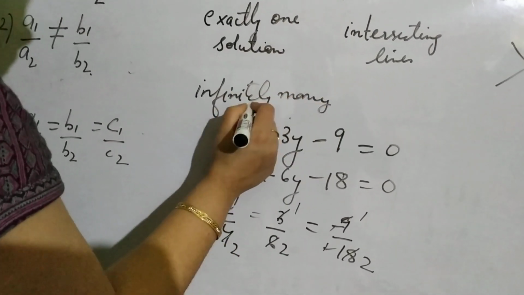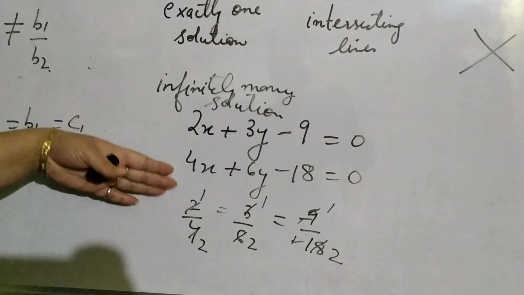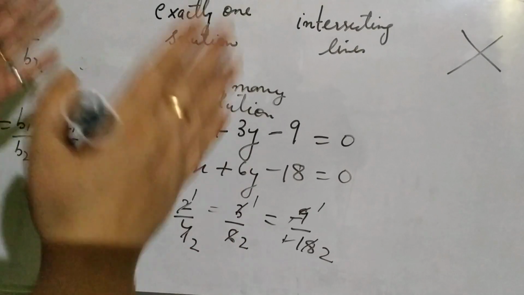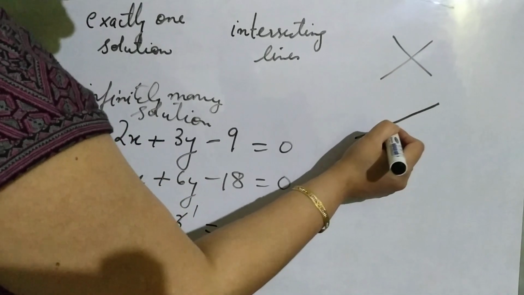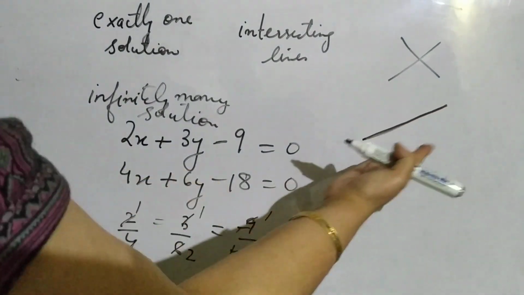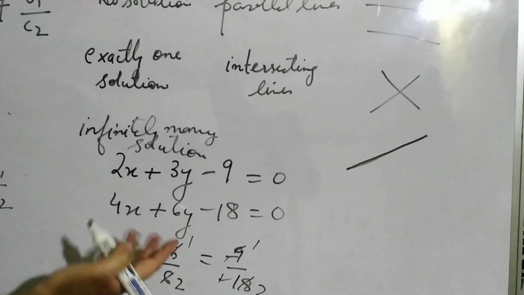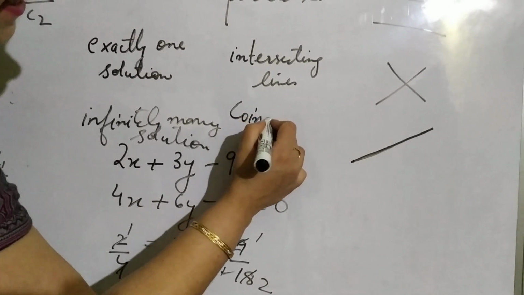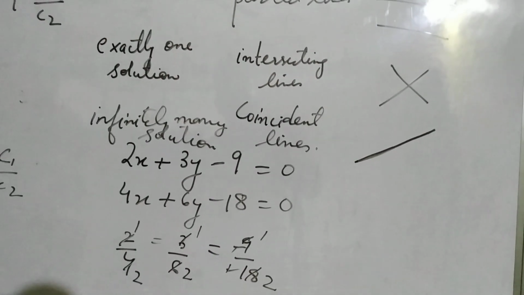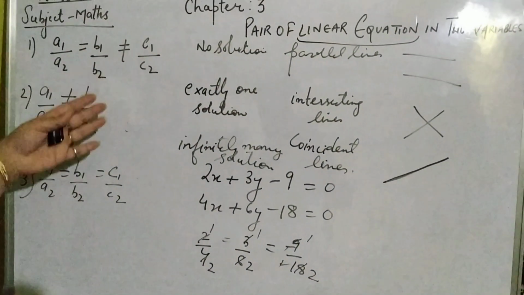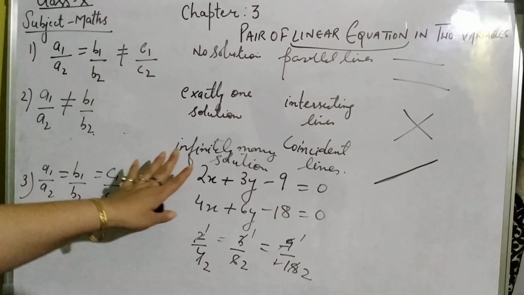And the graph, if both the equations are the same, both the values are the same, means the graph of both the equations will be coincident lines. Coincident lines means one line will lie on top of the other, because they are the same. If they are the same, the graph will be the same. So both the lines will be coincident lines. So these are the three conditions in which, by looking at the equations, we can find out what type of graph these equations will have.